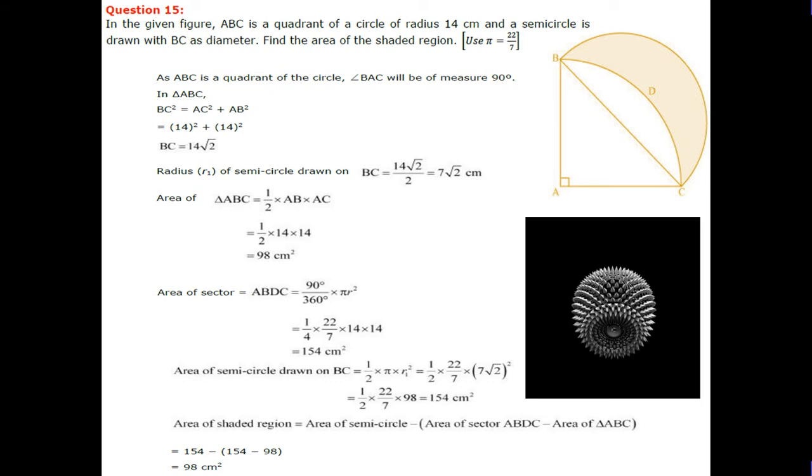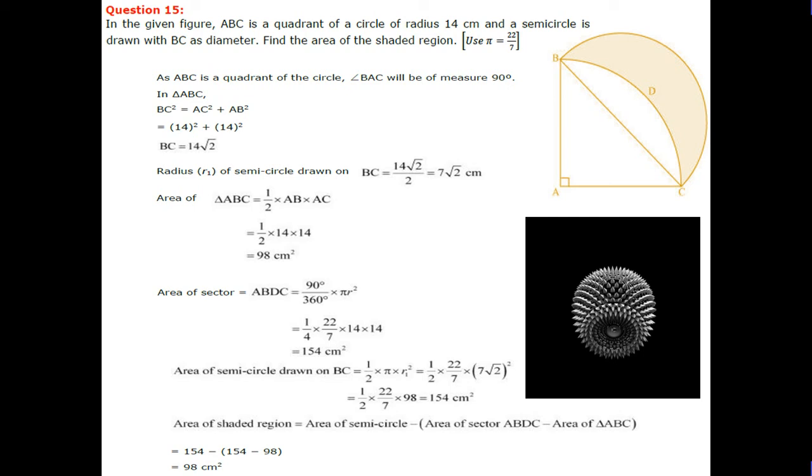So question 15. In the given figure ABC is the quadrant of the circle of radius 14 centimeter and a semicircle is drawn with BC as diameter. Find the area of the shaded region using pi equal to 22/7. As ABC is the quadrant of the circle, BAC will be a 90-degree angle. In triangle ABC using Pythagoras theorem, BC equal to 14 root 2. Radius R1 of semicircle is equal to 14 root 2 by 2, 7 root 2 centimeter.